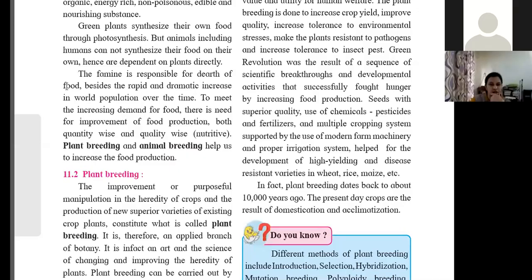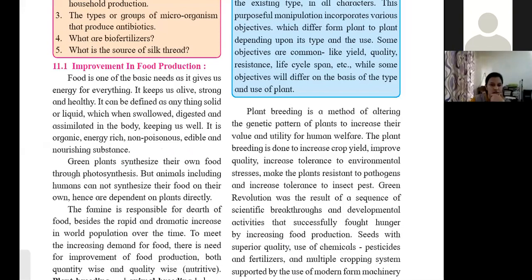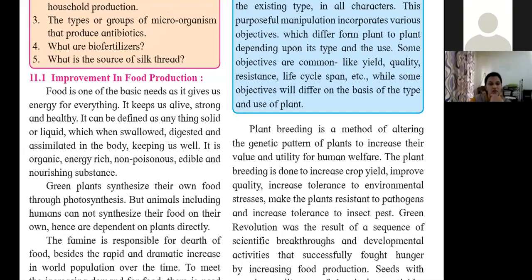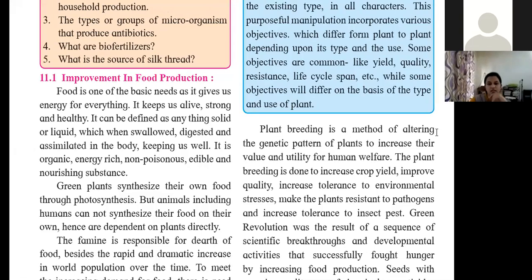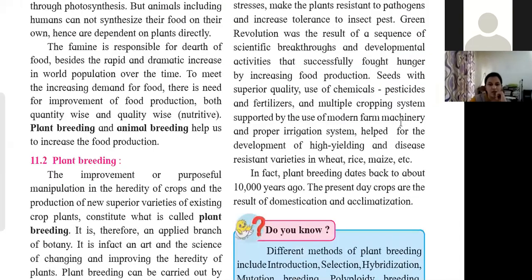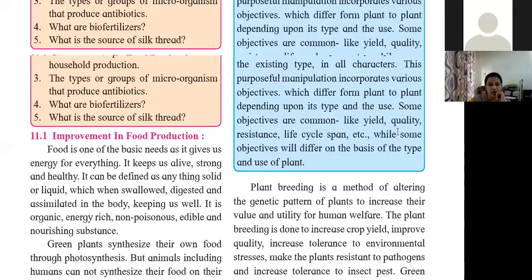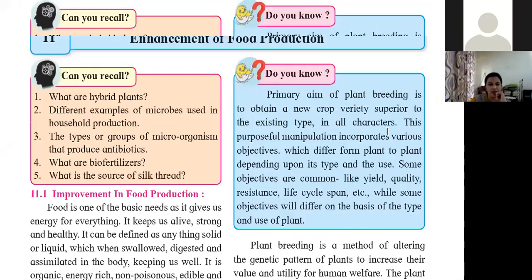Enhancement, why improvement in crop production is necessary. After that, we saw what is the meaning of plant breeding, why plant breeding technique is used, what is the purpose, for what purpose it is used. Plant breeding. After that, we saw what are the steps in plant breeding, right?